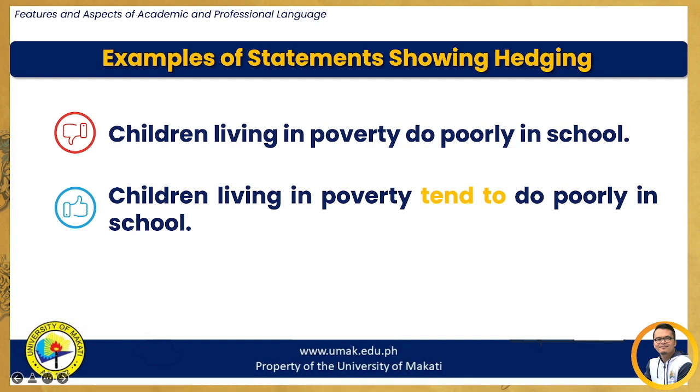As we can see, the original argument can be easily refuted, and as a result, readers might question the writer's credibility. To avoid this situation, the sentence could be modified as "Children living in poverty tend to do poorly in school." Due to adding the verb "tend," a writer acknowledges that this is just a tendency and that there are still poor children who are successful in school.